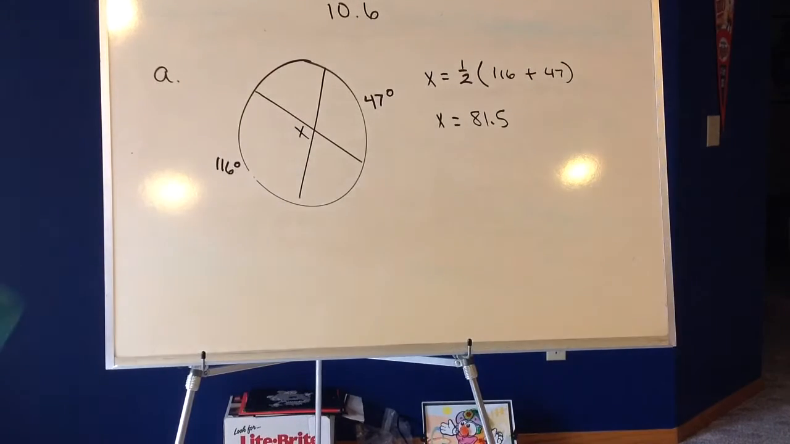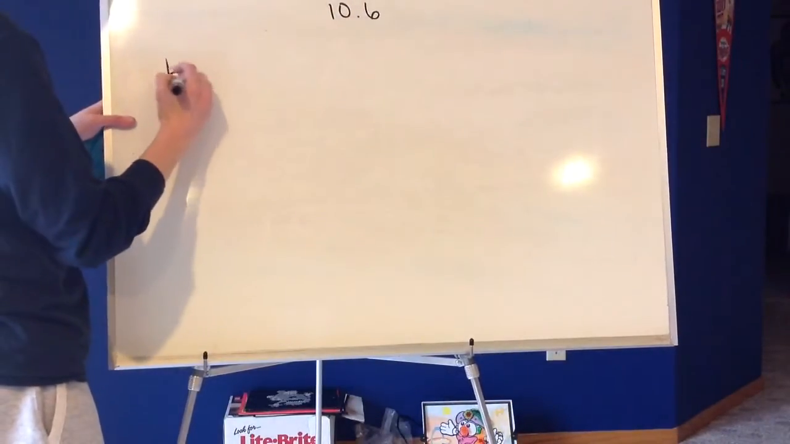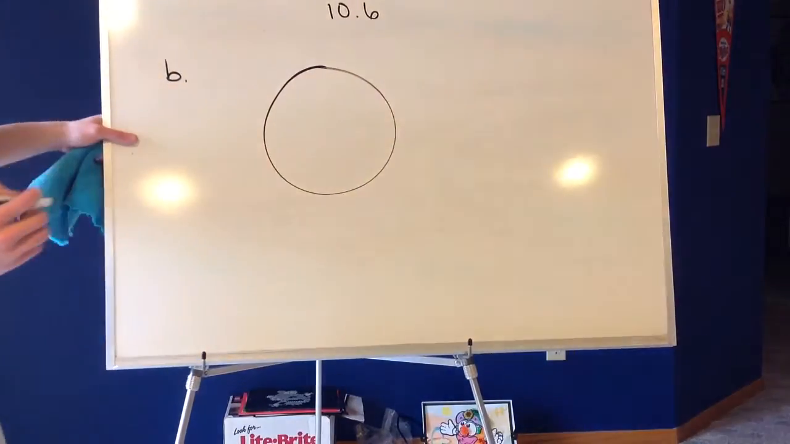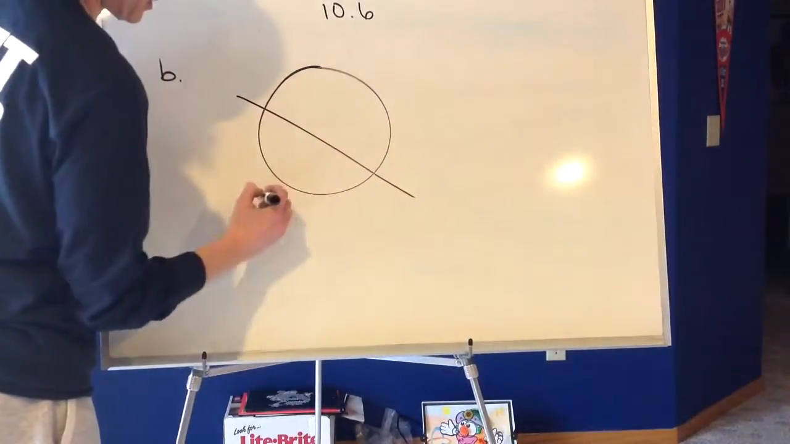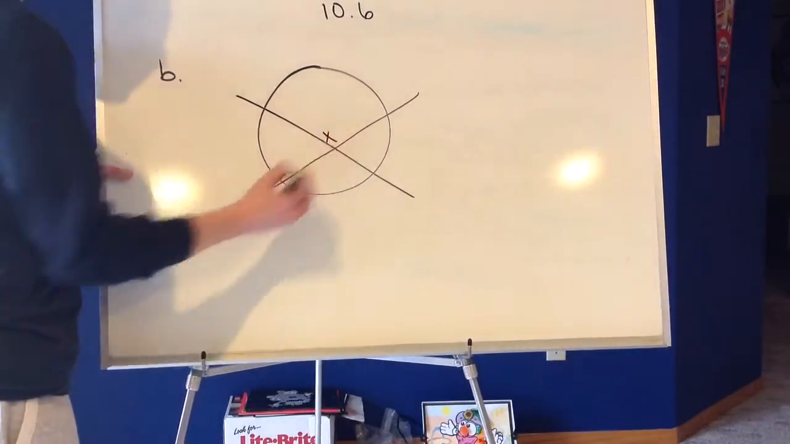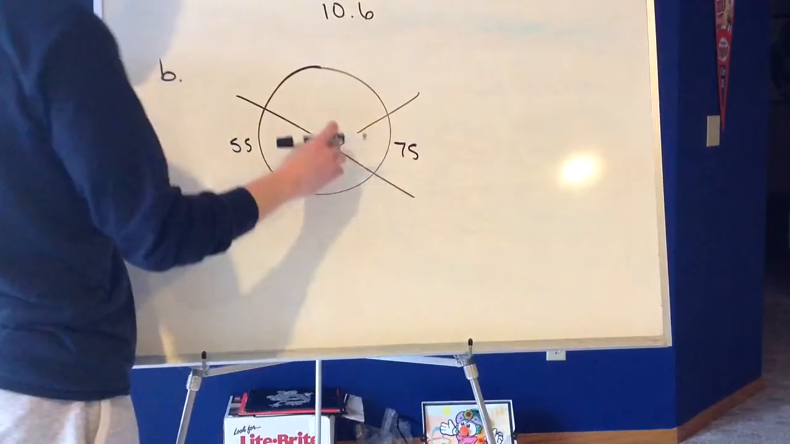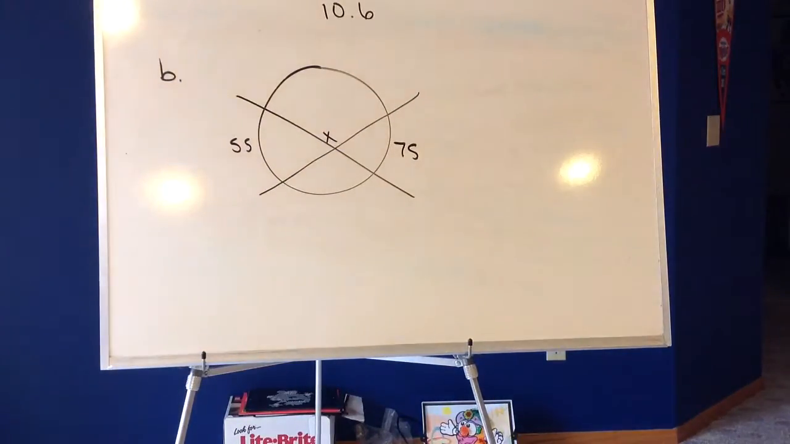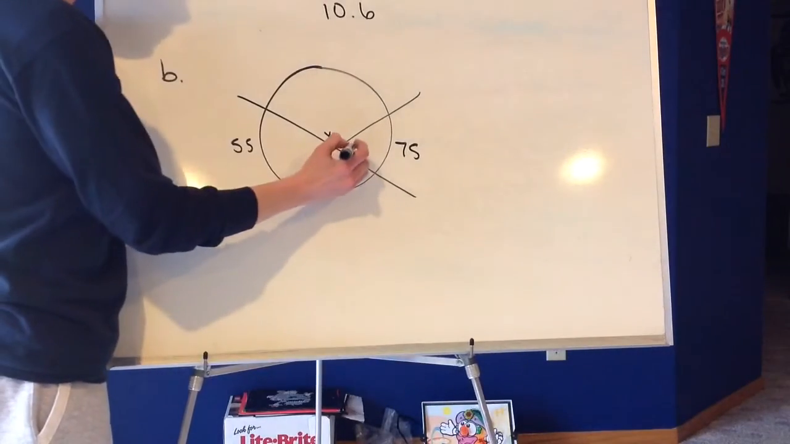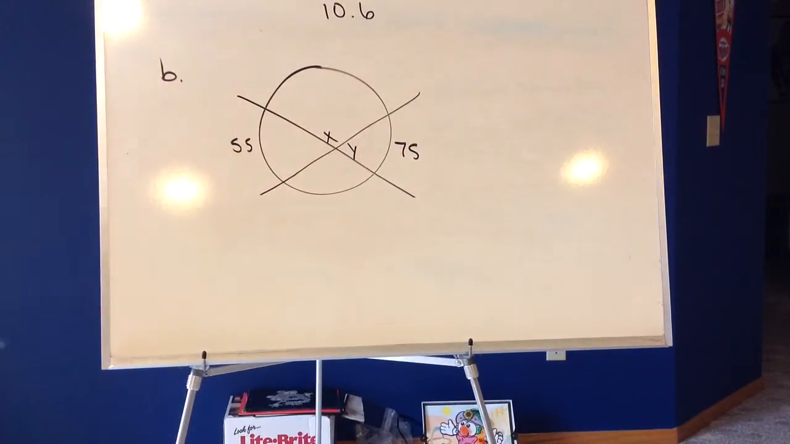For the next one, part B, this one's going to be a little bit different. Same idea with having the circle, but this time they're going to intersect more like this. It tells you that x is right here, and it gives you 55 and 75 here. You'll notice these arcs don't match up with the x that we need to find. There's a couple different ways you could do this problem, but the easiest way I've found is to solve for y, because y does match up with those arcs. Then I know x and y are a linear pair, so they have to equal 180.